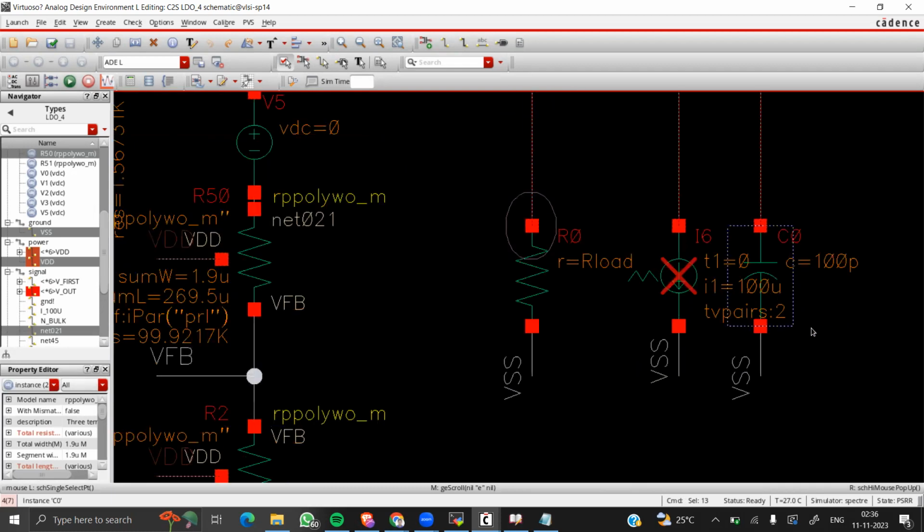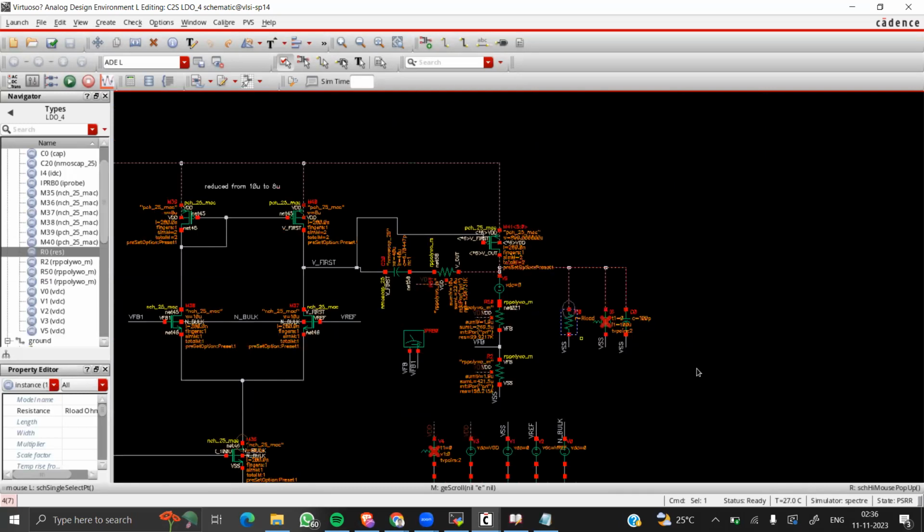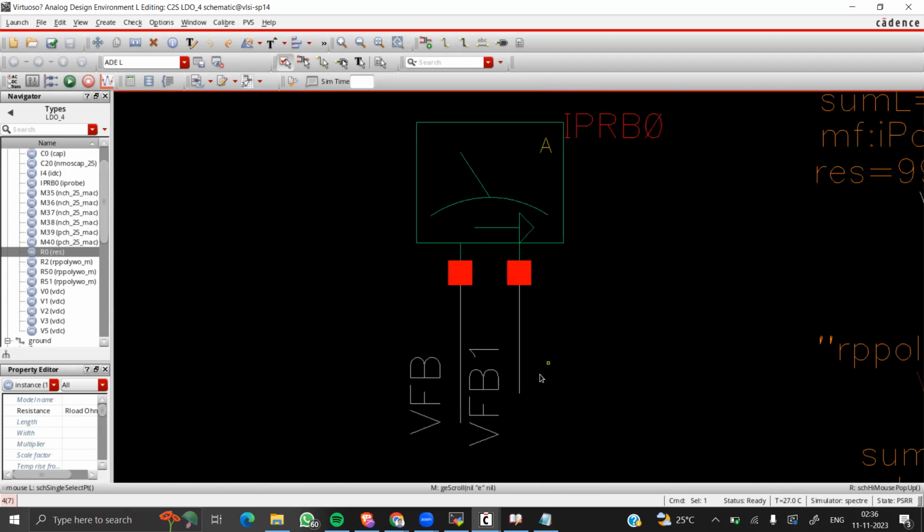I'm using a 100 pF load capacitor, and our load is a variable load resistance that is used to ensure different currents through it during simulations. So this is the basic architecture. Okay, this is a current probe. This current probe is generally used for various kinds of simulations, XF simulations used for PSRR, and stability simulations.